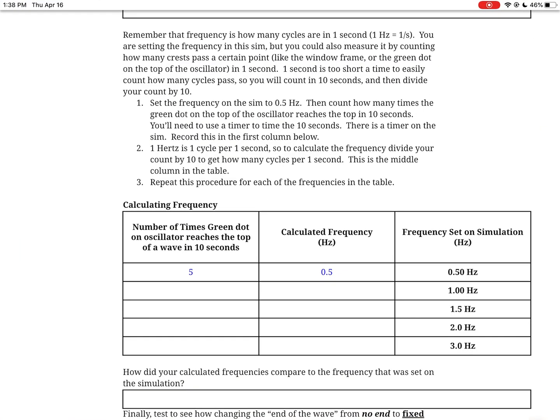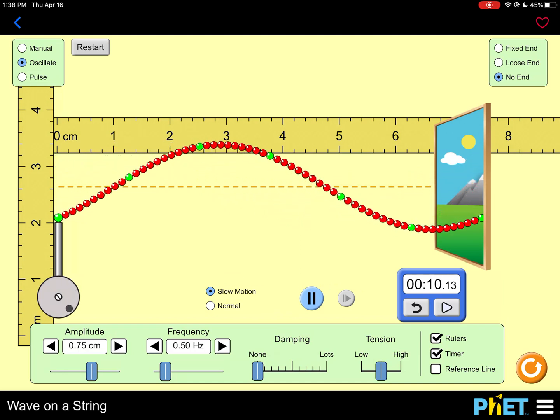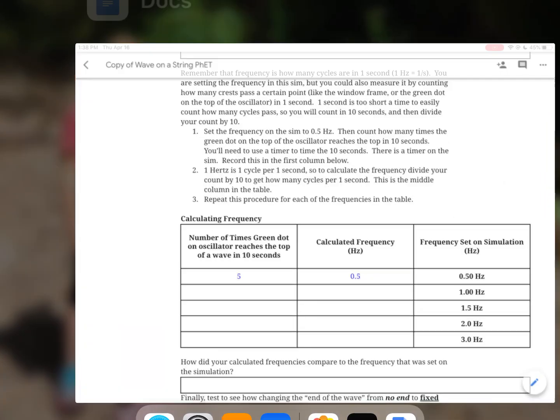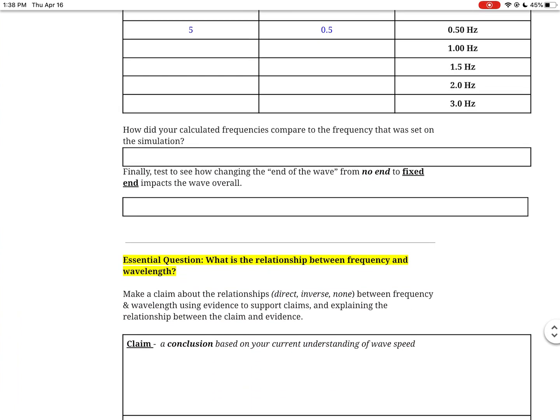So if I have 5 cycles in 10 seconds, and I want to know how many cycles in 1 second, then I would take that 5 and divide it by 10. That means my calculated frequency is 0.5. There's 0.5 or half of a cycle in 1 second. Hertz is how many cycles per 1 second. And that matches the frequency that I had set on the app, on the sim. So the frequency was set at 0.5 hertz, which matches what I counted. Again, you're going to have some questions that go with that.